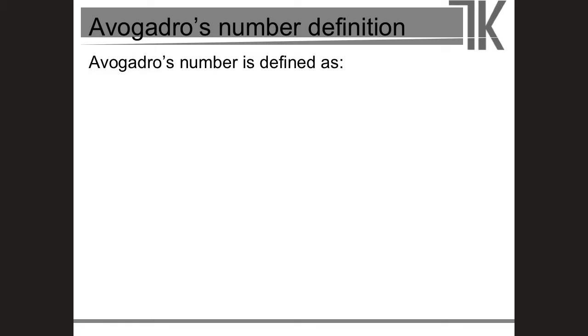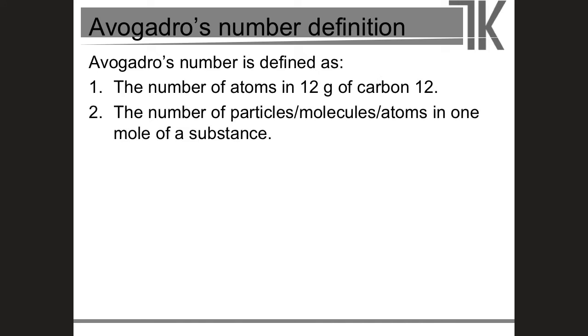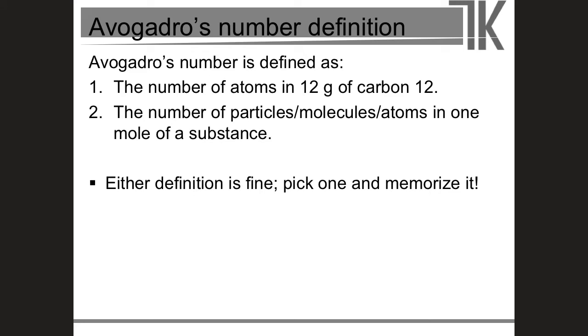As far as the actual definition goes, there's two definitions for Avogadro's number. Either the number of atoms in 12 grams of carbon-12, or the number of particles, molecules, atoms in 1 mole of a substance. Particles is probably the better word to use there, seeing as molecules only fits if we have a bunch of molecules such as water or hydrogen gas, and atoms only really fits if we have a bunch of atoms on their own, not bound into molecules, such as argon gas. Now, absolutely either of those definitions is fine, you just need to pick one and memorize it.